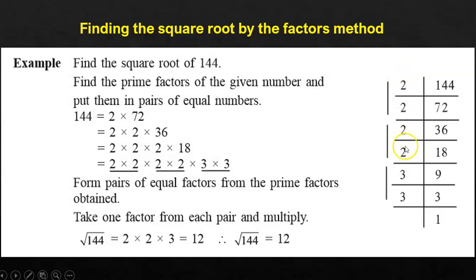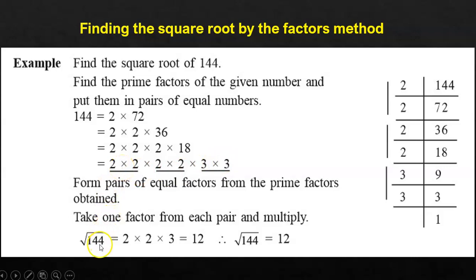After we get factors, we will write all the factors in this way, and we are going to underline the pairs. Now 2 into 2, this is a pair, so underline it. 2 into 2, this is another pair, underline it. And 3 into 3 is also a pair, so underline that. Now from these pairs, we are going to pick out only one.